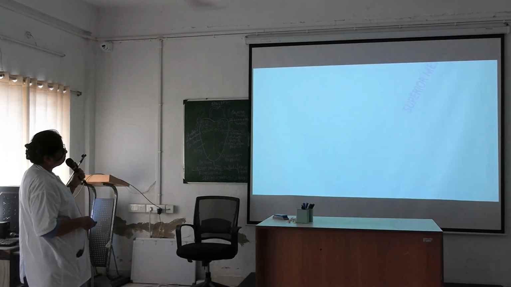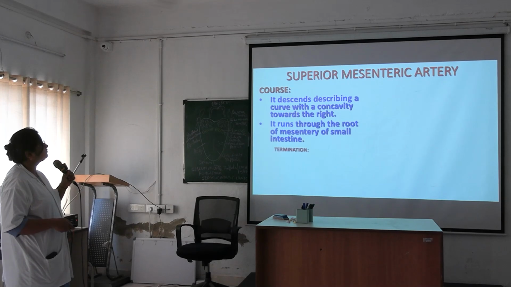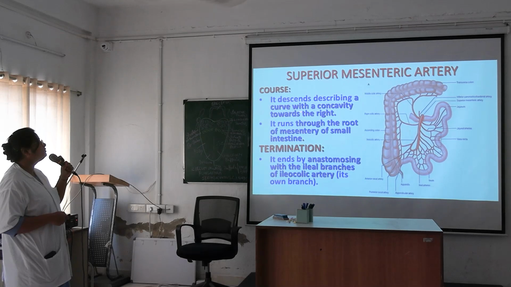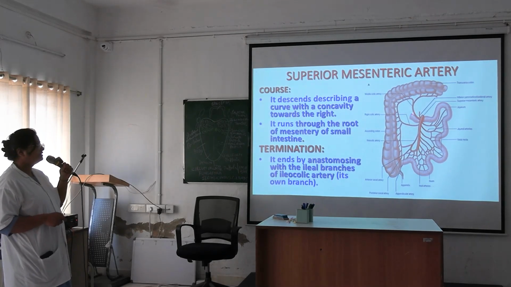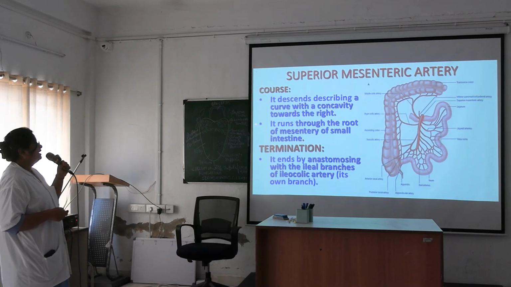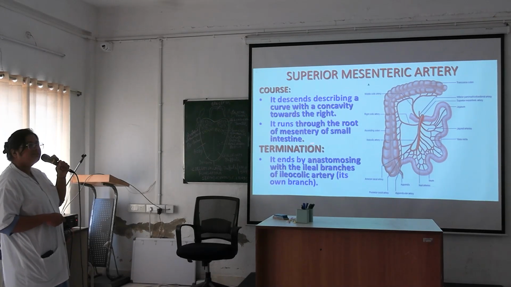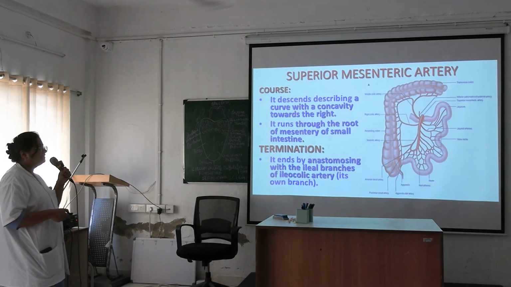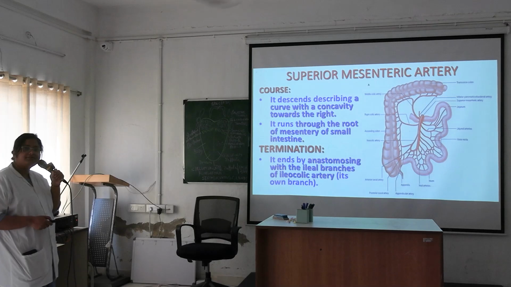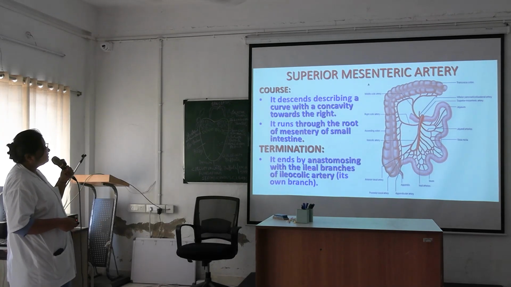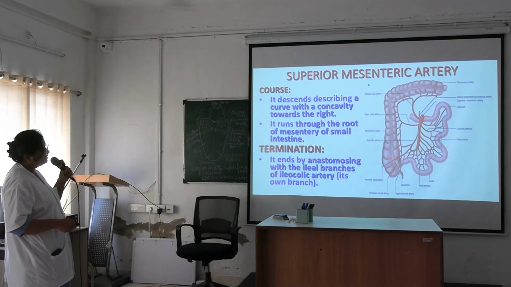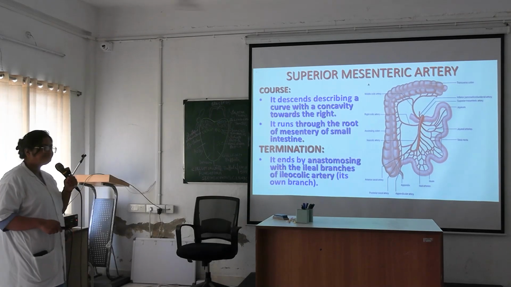Okay. Course: it descends, describing a curved course with a concavity towards the right. You can see the course, concavity towards the right, and it runs through the root of the mesentery of small intestine. Okay, in the small intestine specimen also you will see the cut end part of this superior mesenteric artery. Okay, and termination: it ends by anastomosing with ileal branches of the ileocolic artery, which is its own branch here. Ileal branches of the ileocolic artery. So it is anastomosing with these branches.